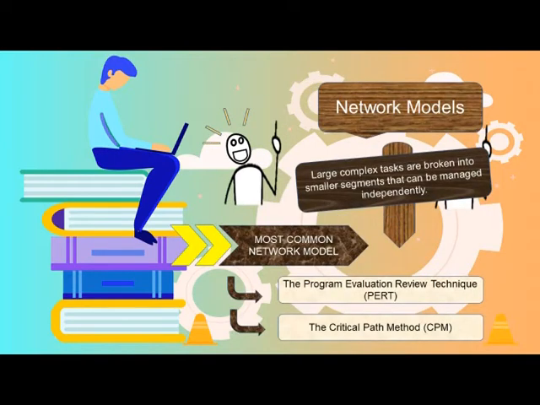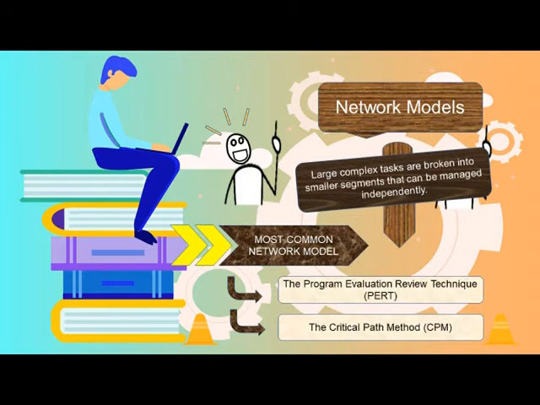The third one will be the network models. Network models are used when a large complex task is broken into smaller segments that can be managed independently. There are 2 most common network models, and these are the Program Evaluation Review Technique, which is PERT, and the Critical Path Method, which is CPM.